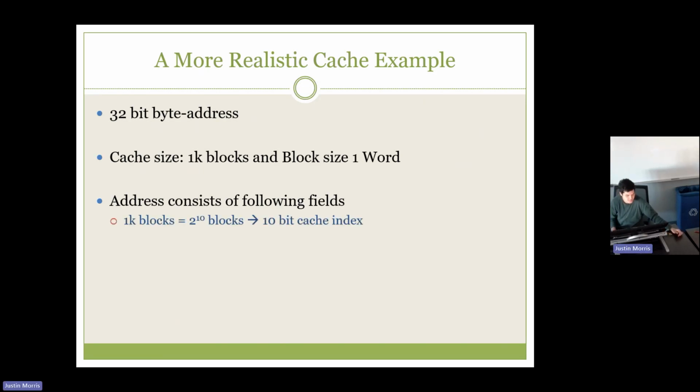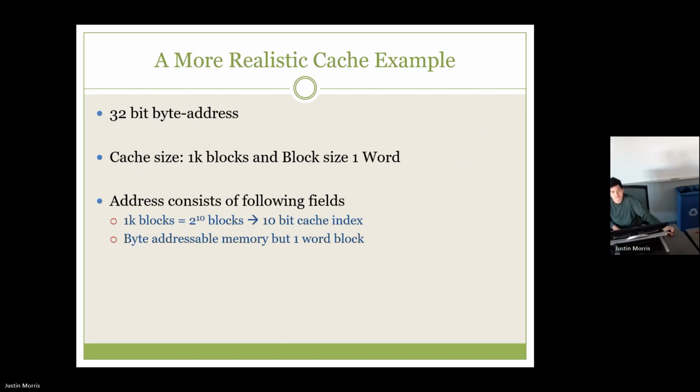Right. So first thing, we have 1,000 blocks. That means that we have 2 to the 10 blocks. Okay, so we have 10 bits of cache index. This is how many bits we need to index into our cache. So it's byte-addressable memory, but it's a one-word block. So that means how many bits of offset?